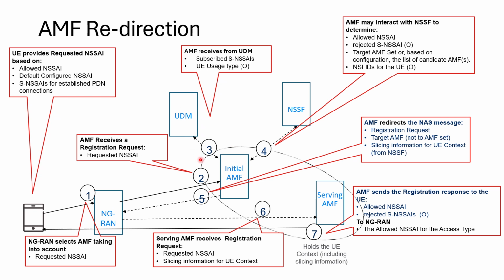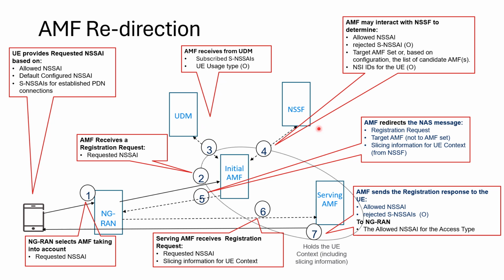Now in step 4 there will be a topology check. So now the initial AMF queries the slice orchestrator, you can say the NSSF. This is where the redirection is triggered. The NSSF analyzes the request and realizes that while the user is authorized, the initial AMF is not equipped or designated to serve that particular slice.